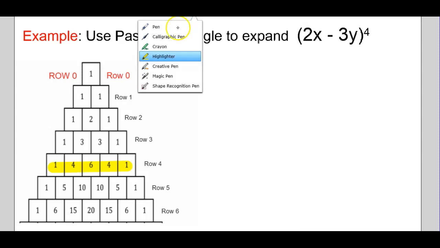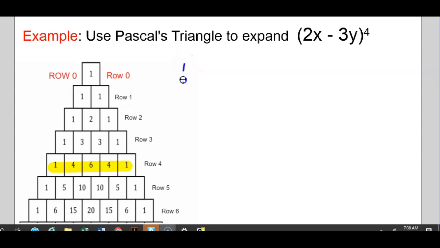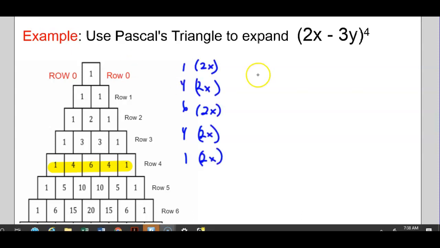Okay, so we're going to do the exact same steps that we just did on the previous problem. We're going to start with our coefficients again. So we're going to go 1, 4, 6, 4, 1. And then we have 2x all the way down. And then we're going to have negative 3y all the way down. That one doesn't look much like a y. There we go.